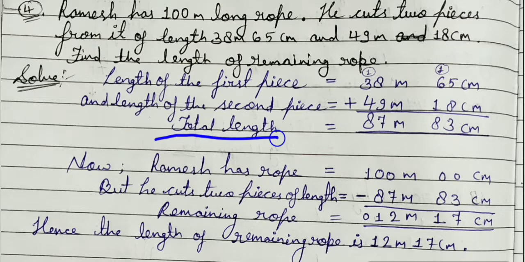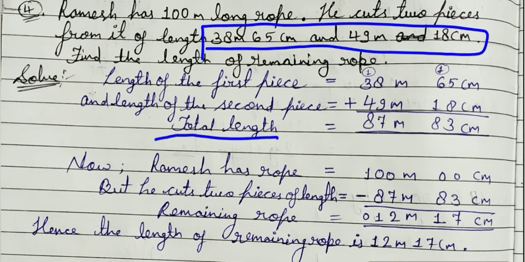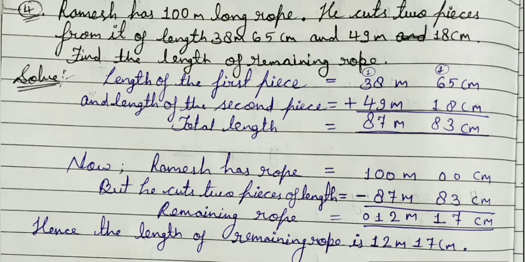Now let's calculate the total length. Total length means we have to calculate the total length of these two pieces. So for that we will add here. That's why I put the sign of plus. Put centimeter as it is. Add 5 plus 8, it will become 13. 1 is carry here. 6 plus 1, 7. Add 1, 8. So it will become 8.